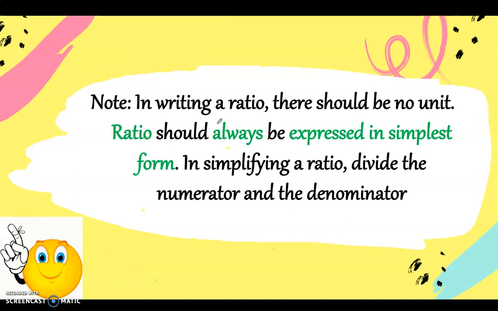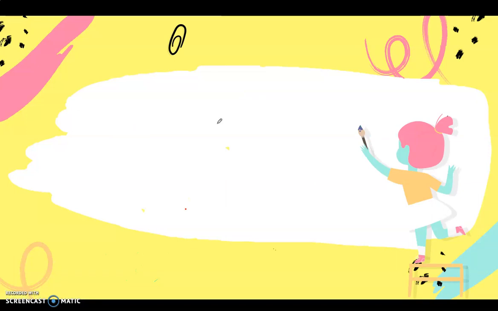Now, take note that in writing a ratio, there should be no unit. Ratio should always be expressed in simplest form. In simplifying a ratio, divide the numerator and the denominator by their GCF. Let me give you more examples about ratio.